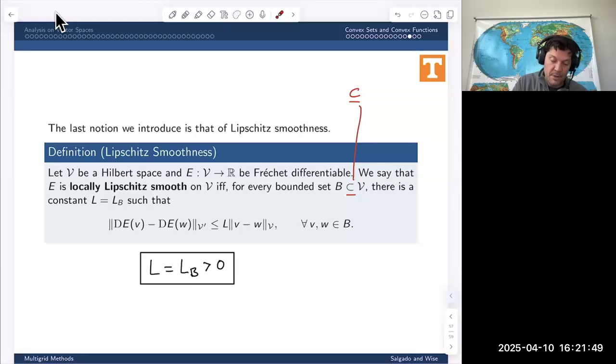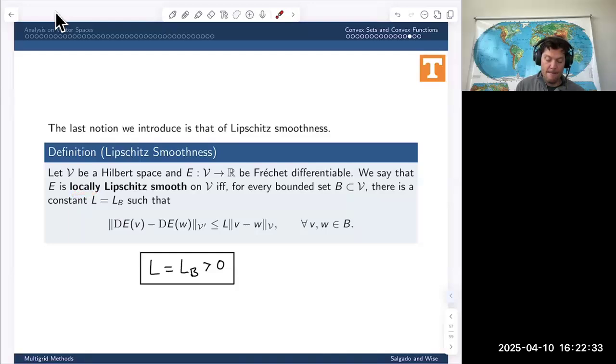Actually, no, that's not possible. We got to keep it like this, right? Because Hilbert spaces in general are not bounded. And so we really want it to be a proper subset though, so that it's bounded. Okay, so it really should be proper. All right, so we say that it's locally Lipschitz smooth if and only if for every bounded set B there is a constant which is positive and depends on B. It's a little bit like, this constant changes for every bounded set that we're talking about. But that's okay. That's where the locally is coming from.